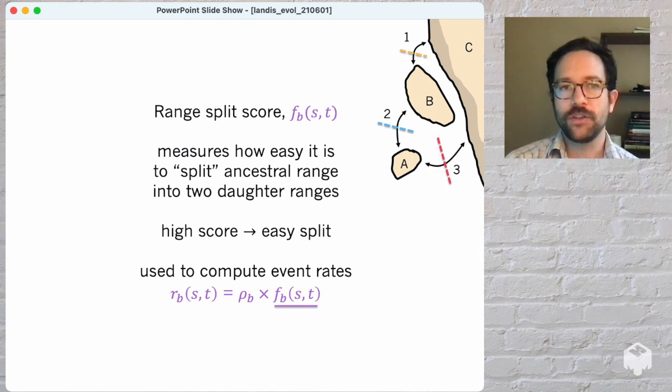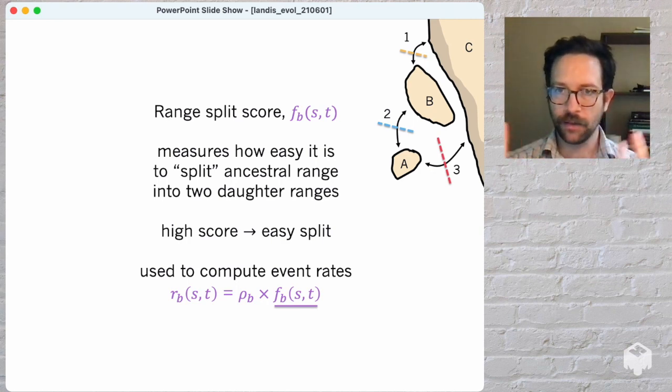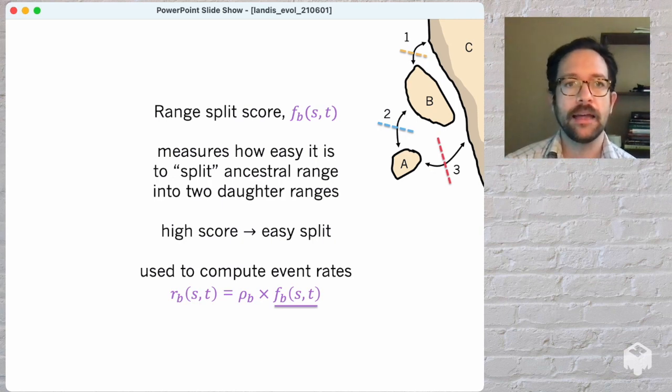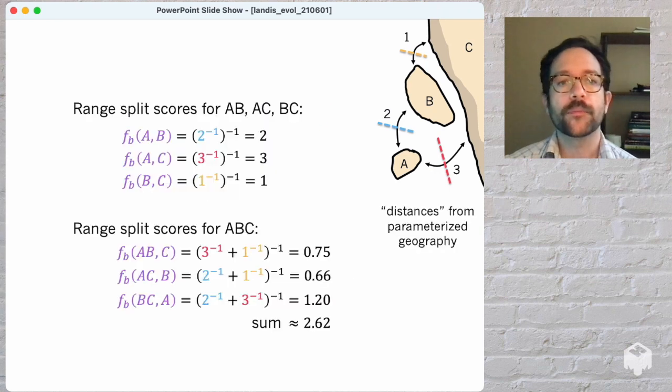To deal with this issue, we introduced a range split score called F sub B, and it's essentially a score for splitting a widespread species into 2 distinct subranges, S and T. Its interpretation is quite simple. If it's a high score, it's an easier split. And it's used to eventually compute event rates in the same way that we can compute event rates for extinction, as we saw before.